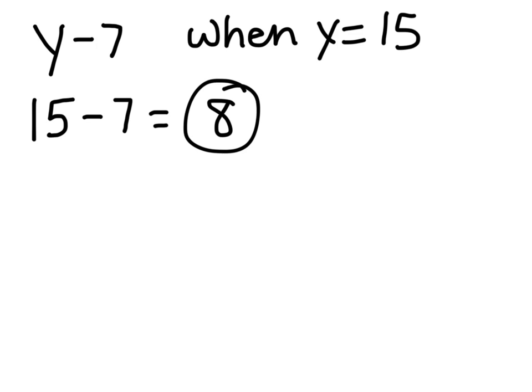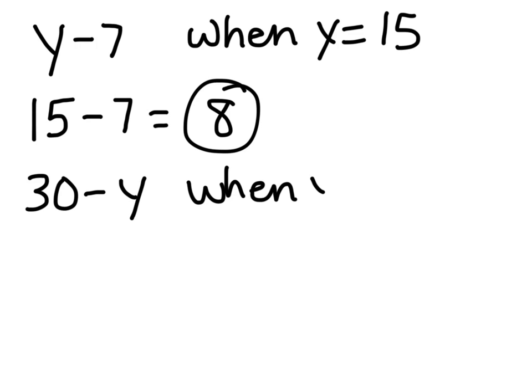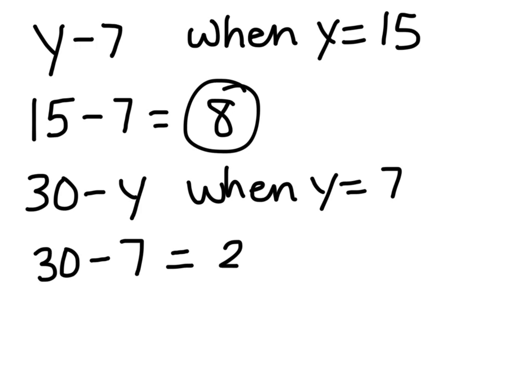Finally, let's find the value of 30 minus y when y equals 7. 30 minus, we'll put in 7 for y, we'll simply substitute, and then our answer is 23.